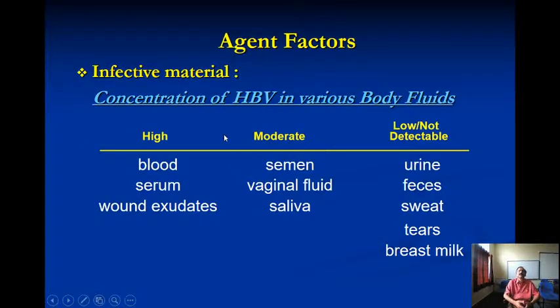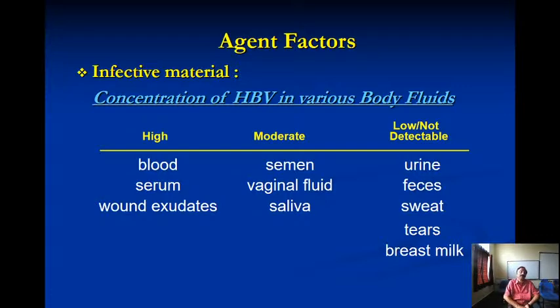Let us look at the infective material. The infective material which is there is body fluids. Highly infectious is blood, serum, and wound exudates. Moderately infectious is semen, vaginal fluid, and saliva. And very low amounts are seen in urine, feces, sweat, tears, and breast milk.